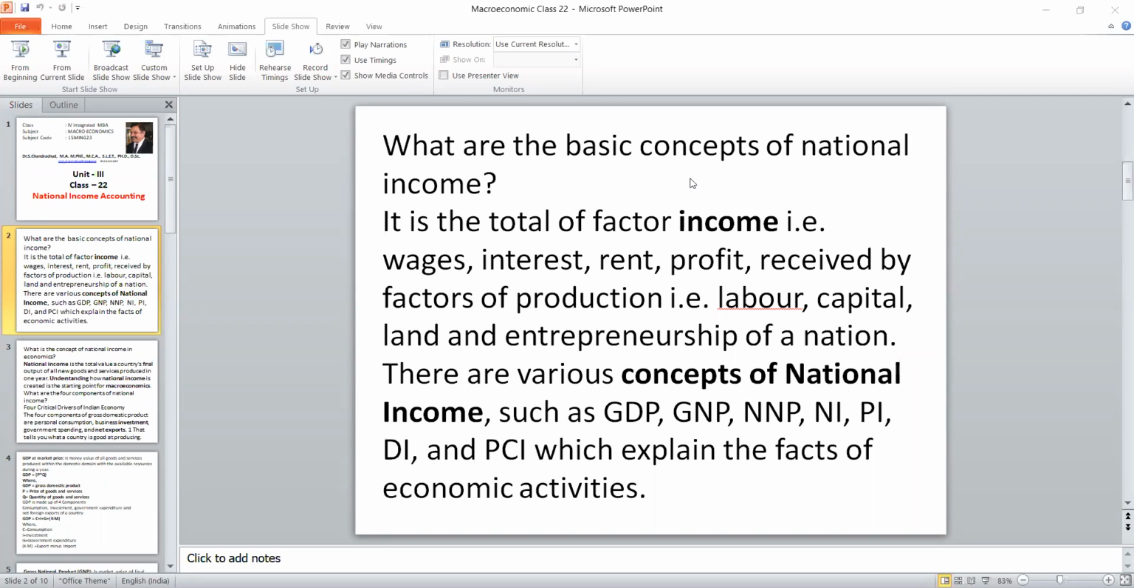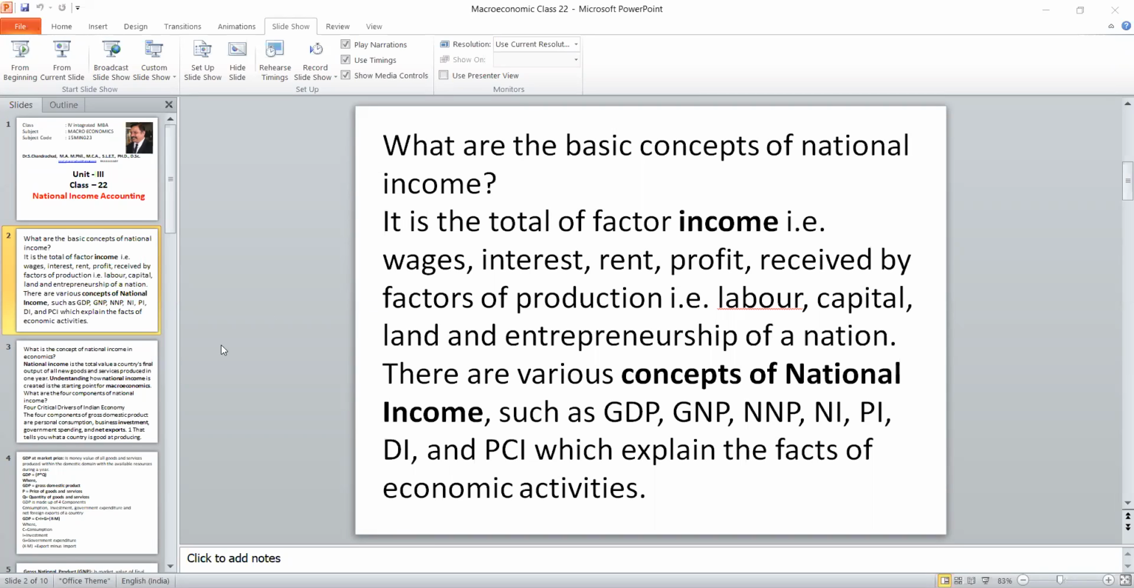So when they ask the Section A question, what are the basic concepts, then you have to list out these 7. Don't write the abbreviation, you should expand. GDP hyphen gross domestic product, GNP hyphen gross national product. You have to write in full form. Then only 5 marks will be given.